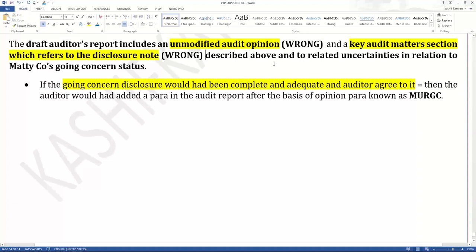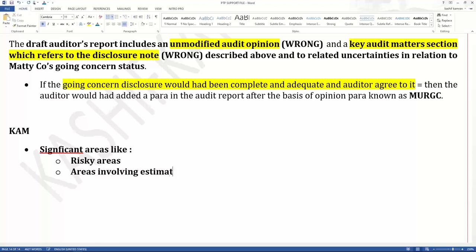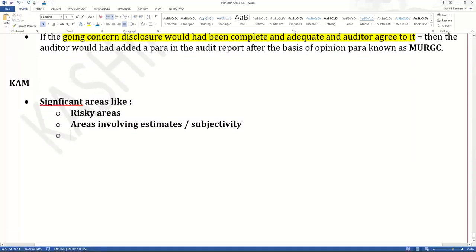So we have included a key audit matter section in the audit report describing the related uncertainties. If the related uncertainties disclosure had been right, you should not have included a CAM. You should have included it in the MURGC. Is that clear to all of you? You need to understand that CAM only comes for significant areas like risky areas, areas involving estimates or subjectivity, or CAM comes in the financial statements for any significant adjusting or non-adjusting event.